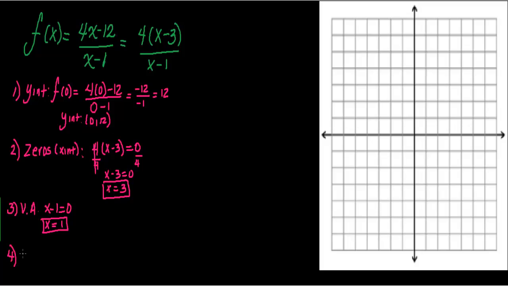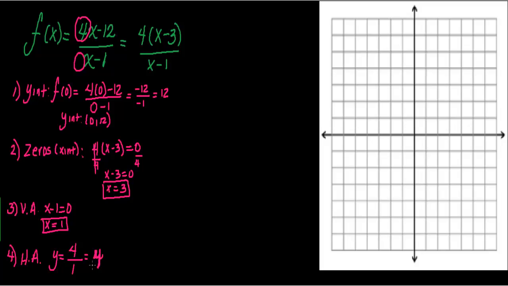Number 4 is the horizontal asymptote. And for this, we have to look at the degree in the numerator, the degree in the denominator. Notice that the degrees are equal. So what do we do when the degrees are equal? That means we take the leading coefficient of the numerator and divide it over the leading coefficient in the denominator. So the leading coefficient in the numerator is 4. This is the horizontal asymptote: 4 over 1, because the leading coefficient in the denominator is 1. So that means that the horizontal asymptote is found at y equal to 4.